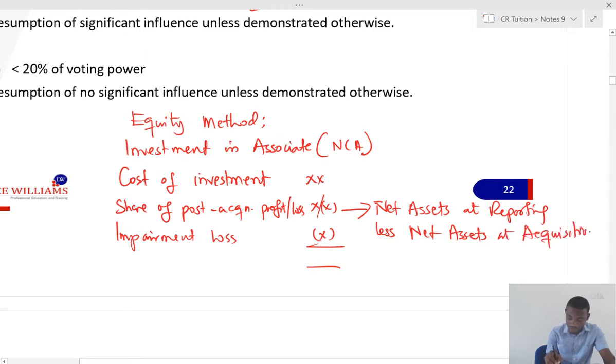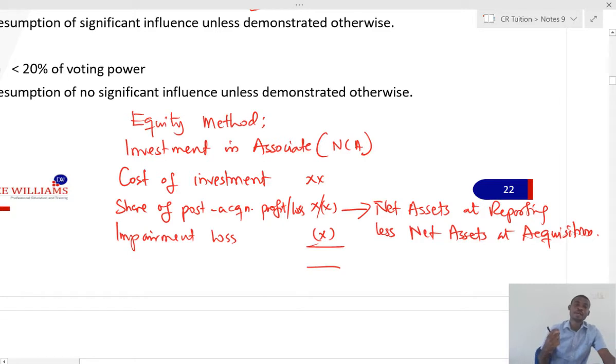So what we say is that the equity method looks at the investment in associate, which is the cost of investment, plus the changes in the post-acquisition net assets. The changes in the post-acquisition net assets: so the net asset of the associate at the reporting date less the net asset at acquisition date. That gives us the value.